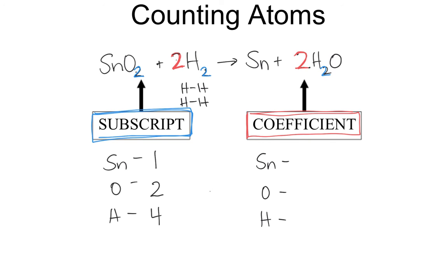On the product side, we have tin, oxygen, and hydrogen as well. That's good. We didn't create any new atoms. On the product side, we have 1 tin, and then we have 2 water molecules, right? We have 2 water molecules like this. And so we have 2 times 2, we have 4 hydrogens, and 2 times 1 gives us 2 oxygen. And we can see that atoms were not created or destroyed. We have equal numbers on both sides. Let's look at a couple of other examples.